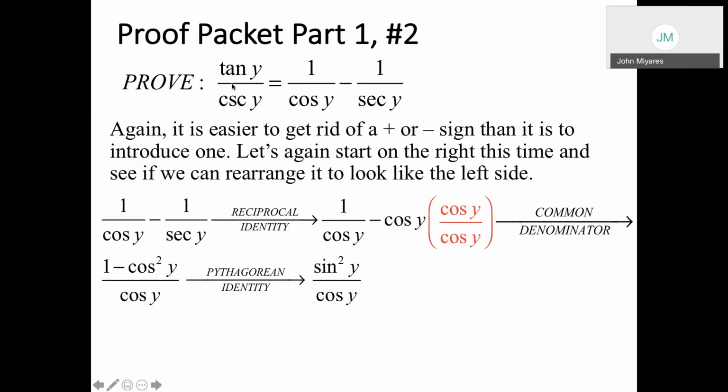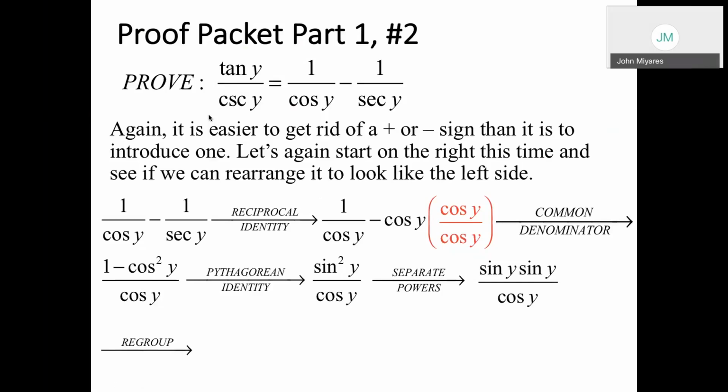I know tangent is sine of y over cosine of y, and I know cosecant is 1 over the sine of y. If we separate out the powers of the sine so it looks like sine of y times sine of y over cosine of y, we can regroup the terms to get sine of y over cosine of y times sine of y over 1.